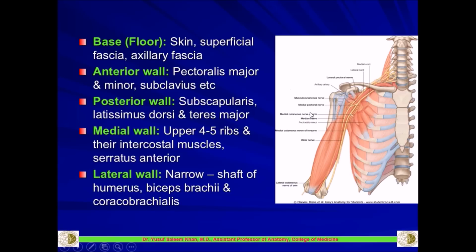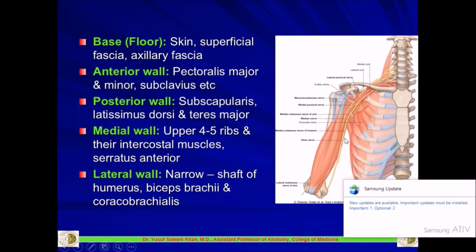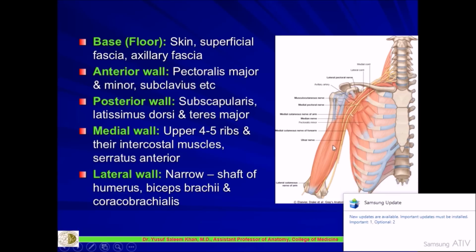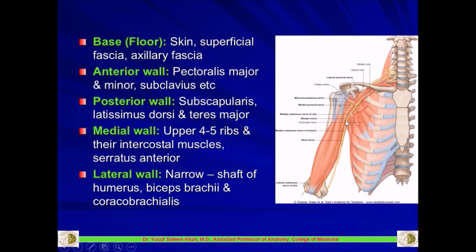One is the humerus itself, then we have the long head of the biceps as well as the short head here. Along with that, there is a small muscle here on the side, called the coracobrachialis. All these structures will be forming the lateral wall. So we have the apex here, the base or floor is here, the anterior wall formed by the pectoral muscles, the posterior wall formed by the muscles of the scapular region, the medial wall formed by the ribs as well as the intercostal muscles, and the lateral wall formed by the humerus as well as the biceps brachii and the coracobrachialis. So these are the walls, the base as well as the apex of this triangular structure, which is called the axilla.